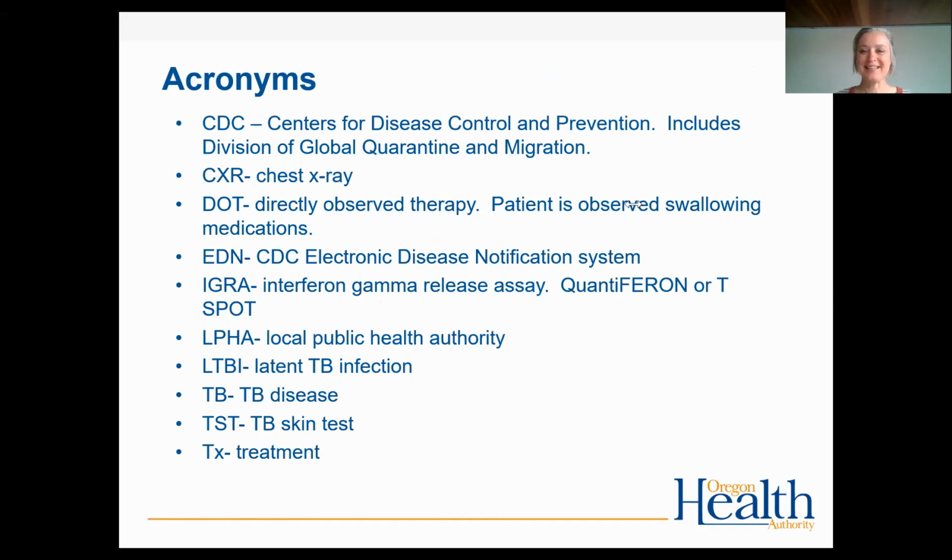So in TB, we love our acronyms. This is a list of the different acronyms that are going to be in this presentation. Go ahead and take a look at it. The ones that you may not be familiar with, for example, might be EDN, and that's the CDC Electronic Disease Notification System. That's how we're notified of B-Waiver immigrants over at OHA. And also some of the larger counties also have direct access to that system, but not everybody does. I think the others you may be more familiar with, but take a look if you're not.